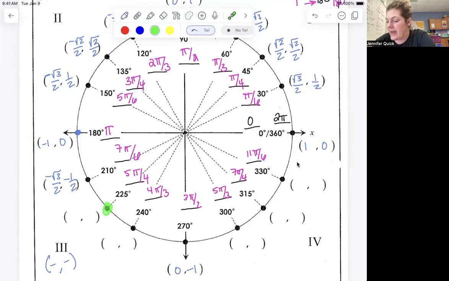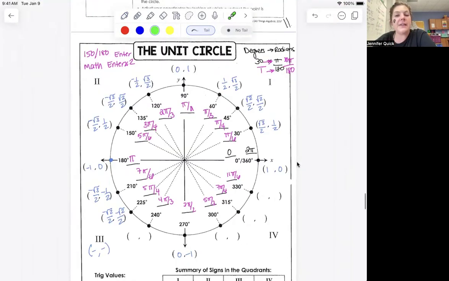The 225 matches with this one. So it's going to have the negative square root 2 over 2, negative square root 2 over 2. And I feel like we could fill in this. What do you think? Do you think we could do it?